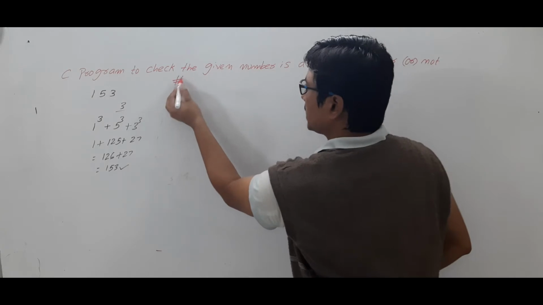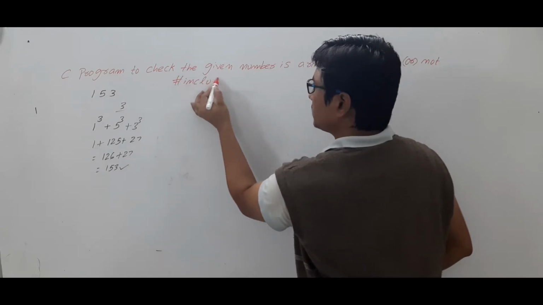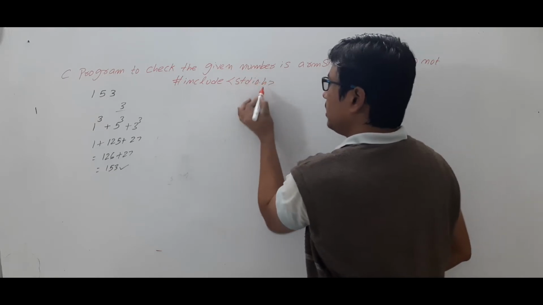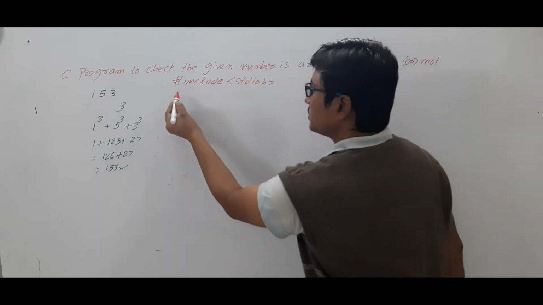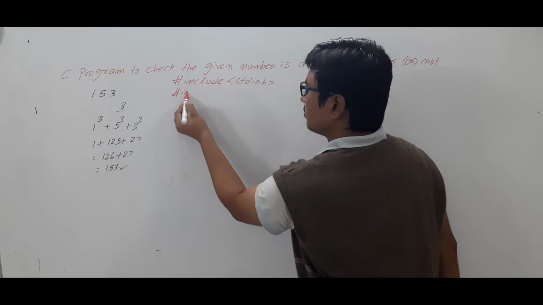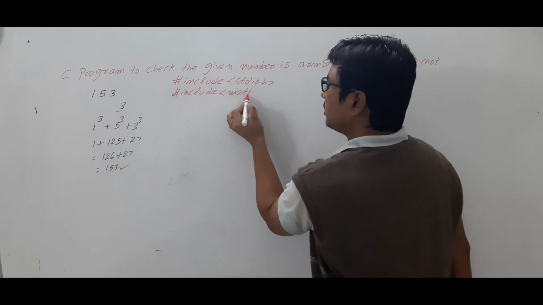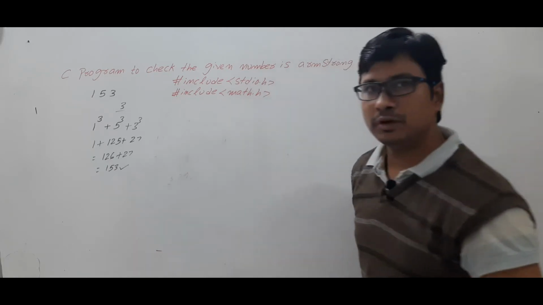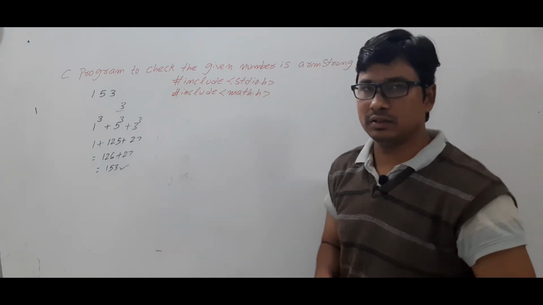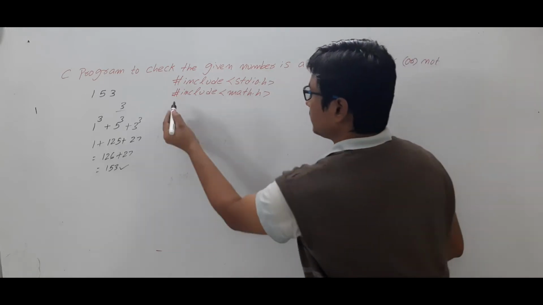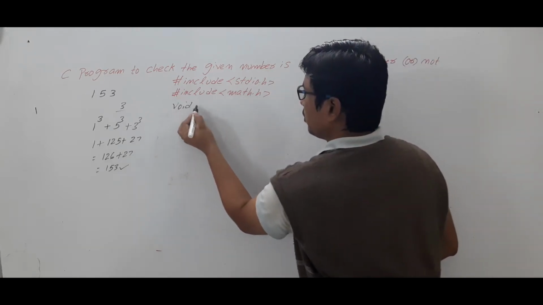We will use #include <stdio.h>, which is a standard input-output header file. And even we will include this math.h header file. This header file consists of all the inbuilt functions related to math, such as pow and all these things. Okay. Now, let me do it. I'm writing a void main.